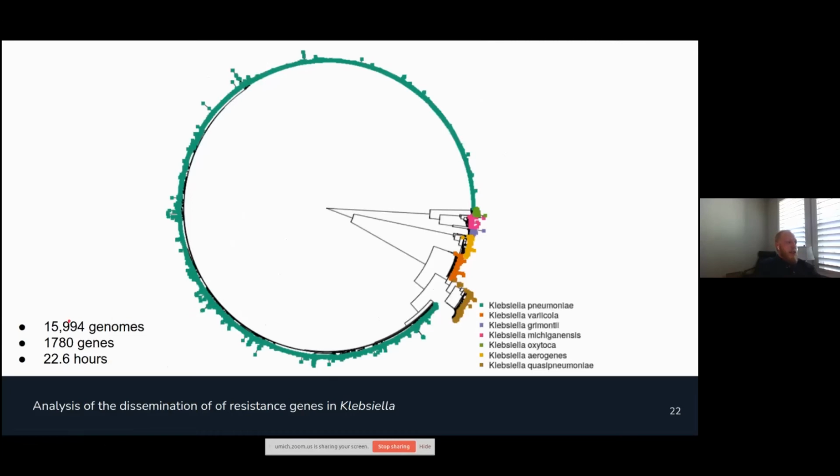Additionally, we have scaled up a bit since then, and we now have assembled a data set of nearly 16,000 genomes. And even at this really high level, our run finishes in less than 24 hours. So now in future projects, we are using this data set to integrate how antibiotic resistance genes spread across geographic regions and have evolved over time.